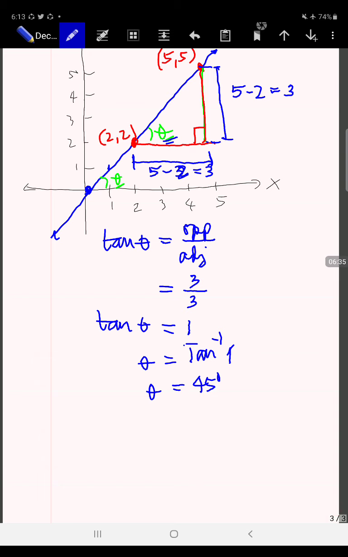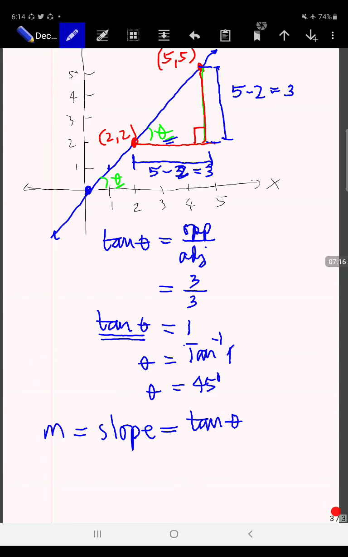So, what if it's not 1? What if it's something else, like 7 over 5 or 1 over 11? We would have a hard time finding the exact value of the angle. So the slope of the line is defined as the tangent of the angle of inclination. Slope of the line is simply equal to tangent of theta, where slope is denoted by m.